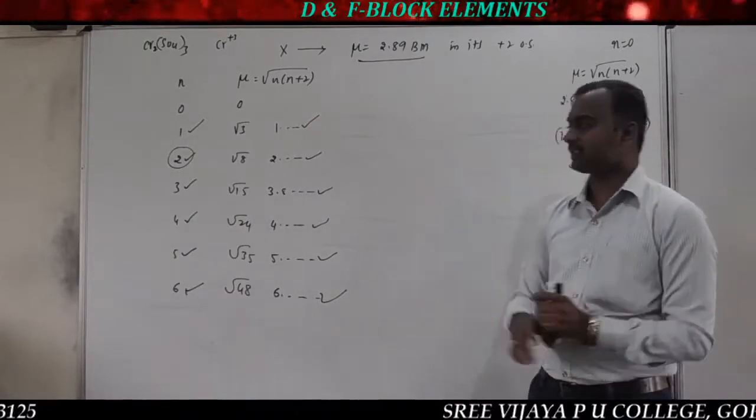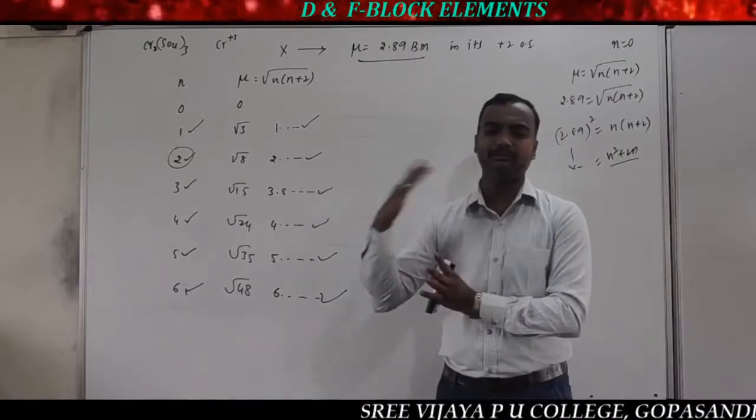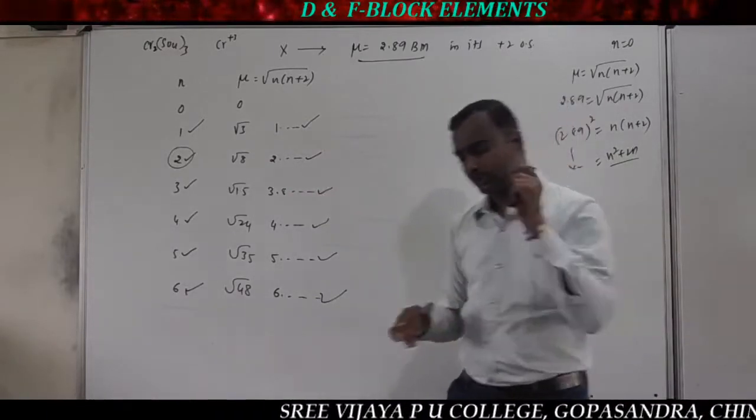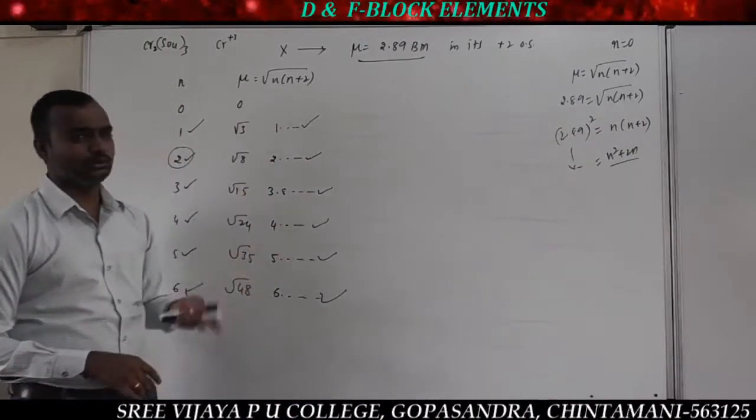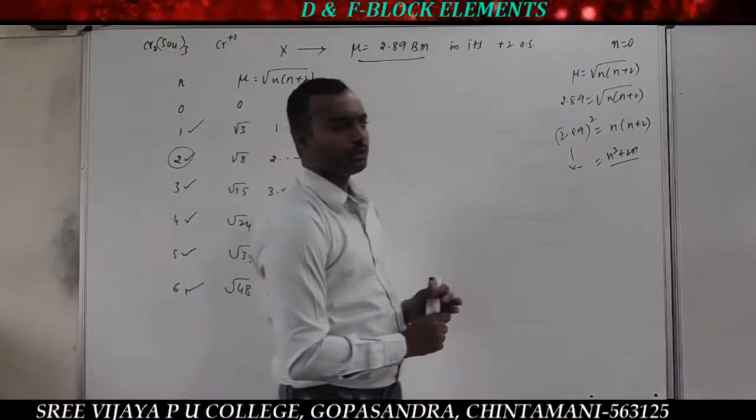In theory exams there are direct questions: calculate the magnetic moment of this ion. You should know the configuration. So identify the number of unpaired electrons first, then substitute the value. The important formula: mu is equal to root of n into n plus 2.